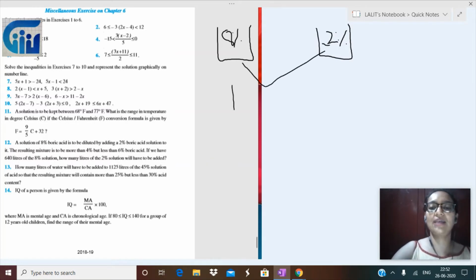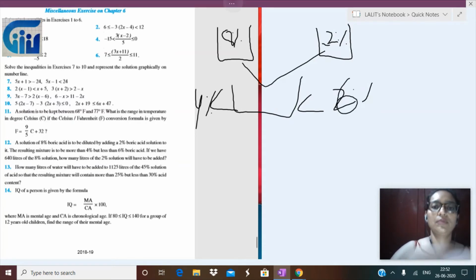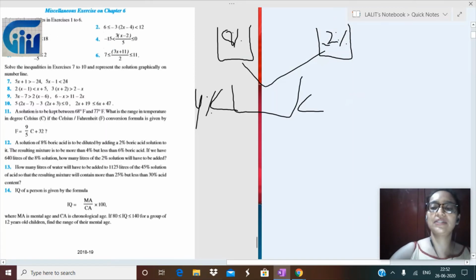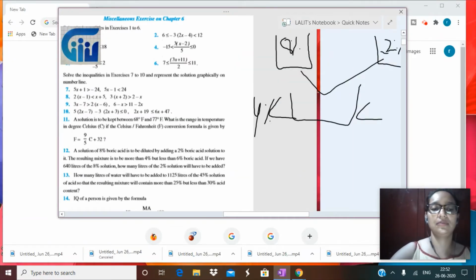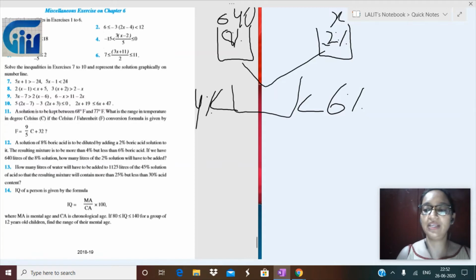If we are mixing it, I am getting a resulting mixture. Over here, in the resulting mixture, the acid content should be more than 4%, but it should be less than 6%, right? So it should be less than 6%, and otherwise it is more than 4%, right? So it is like this. Now, over here I know the quantity is 640 liters, and over here I don't know the quantity. Let it be X, right? Now, what I have to do, how many liters of this have to be added? Now, it means I have to find the value of X, right?